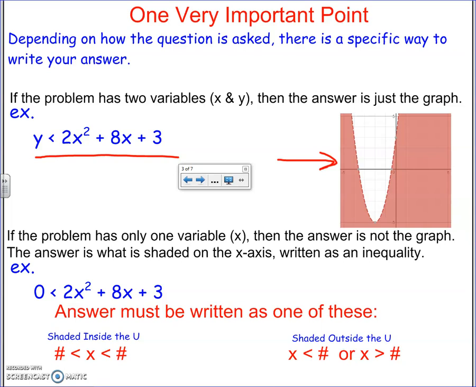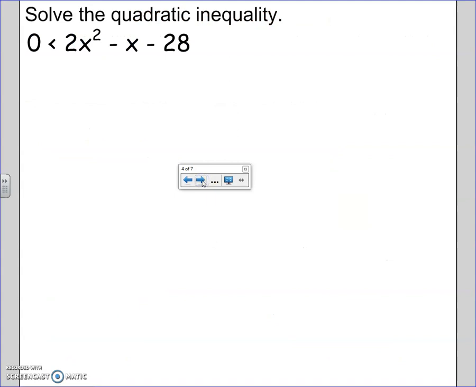But if the problem has just one letter, it could be x, it could be m, whatever they want, the answer is not a graph at all. We use the graph to help us, but the answer will be what's shaded on the x-axis, written as an inequality. It's going to be either an "and" if it's shaded in the middle, or an "or" if it's shaded on the outside. The graph will help us write the inequality. So, let's do the problem.